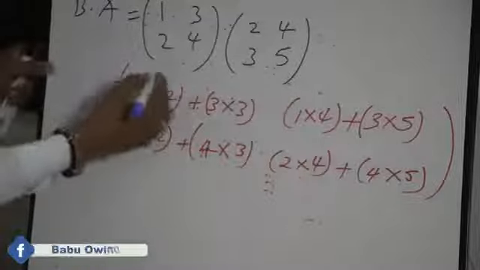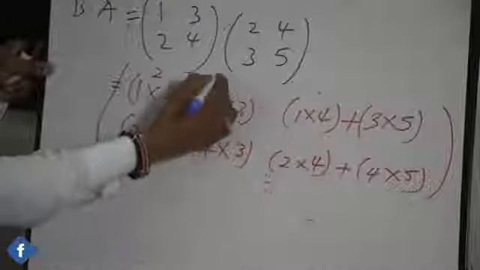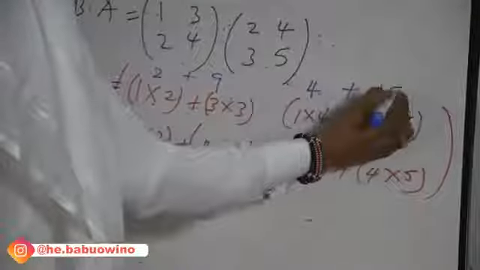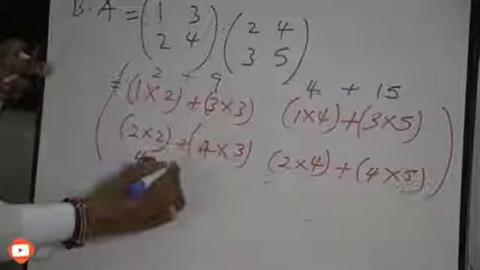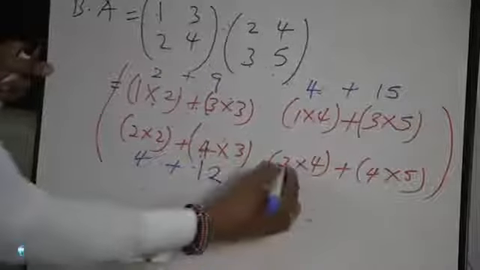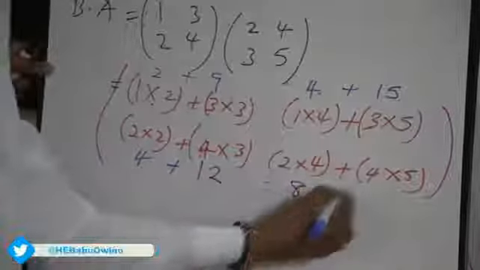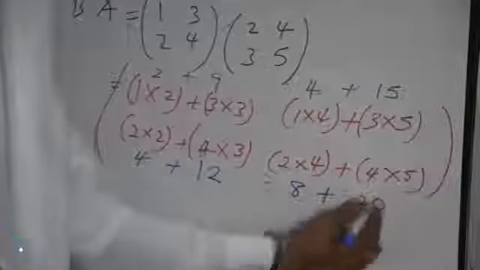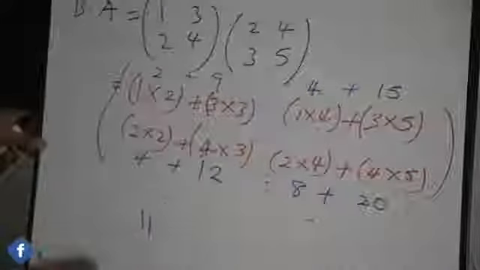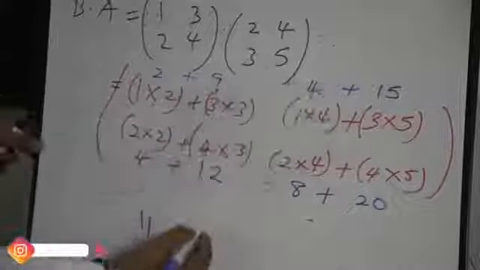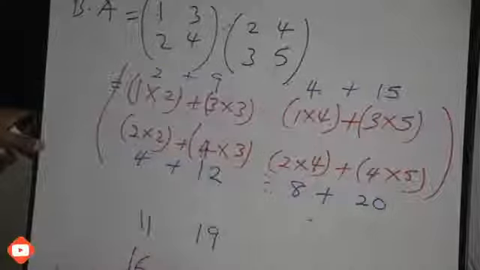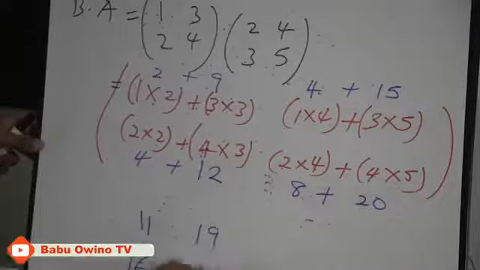So again here 1 times 2 is 2 plus 3 times 3 is 9, 1 times 4 is 4 plus 3 times 5 is 15, 2 times 2 is 4 plus 4 times 3 is 12, 2 times 4 is 8 plus 4 times 5 is 20. So when you add 2 to 9 you get 11, 4 plus 15 is 19, 4 plus 12 is 16, 8 plus 20 is 28.